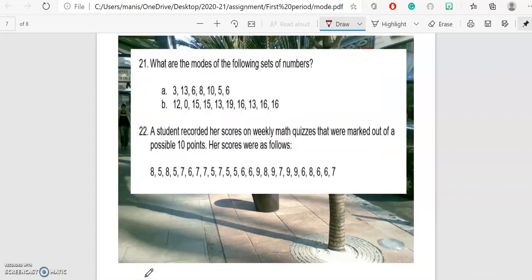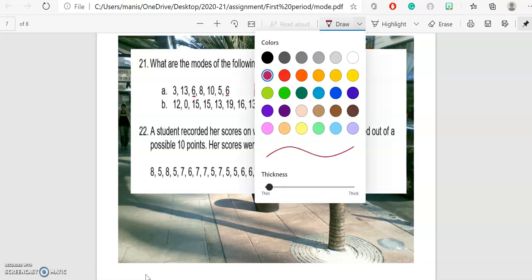The question says, what are the modes of the following sets of numbers. So let me write mode. Mode is the number that appears the most. So 3, no, I don't have any 3. 13, I do not see, but I do see 6. 6 is coming twice, and that's the number which is coming twice. This means 6 is the number that appears the most. So mode is 6 for this first question.